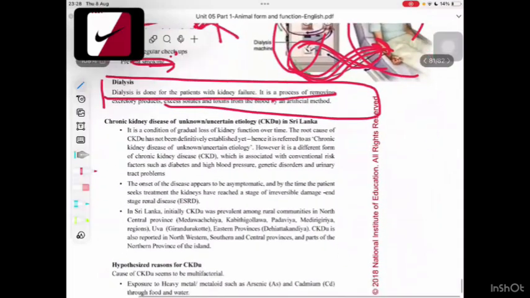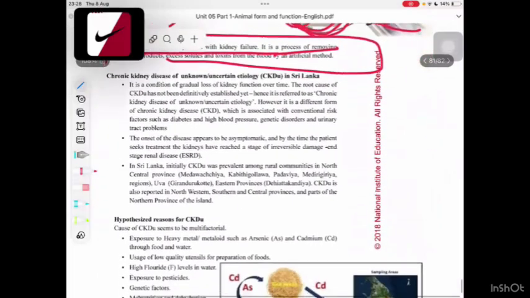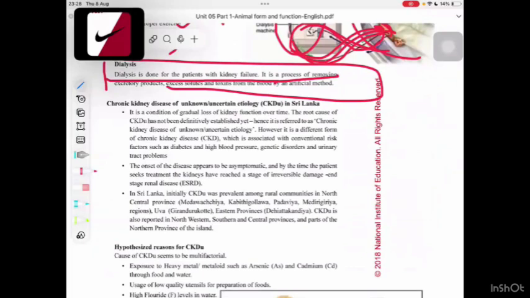Chronic kidney disease of unknown or uncertain etiology in Sri Lanka. It is a condition of gradual loss of kidney function over time, same as CKD, but here we do not know why it is caused. That's why they say unknown etiology. The root cause of CKDu has not been definitively established yet, hence it is referred to as chronic kidney disease of unknown or uncertain etiology. However, it is a different form of chronic kidney disease.